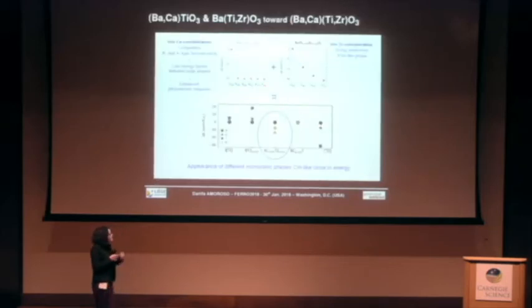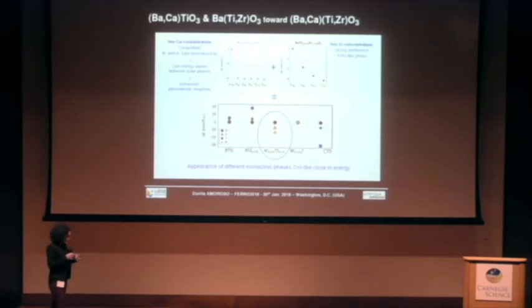But how does this relate to BZTZ? Well, we have seen that low calcium concentration doping of BTO opens the access to different polar states with more or less no energy cost. On the other hand, we have seen that low zirconium doping further favors the rhombohedral phase. So when we mix the two, we simulate a full solid solution with low calcium and low zirconium concentration. What happened, in fact, is that we got the existence of different monoclinic phases very close in energy.